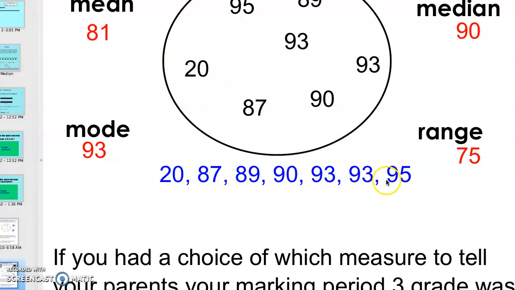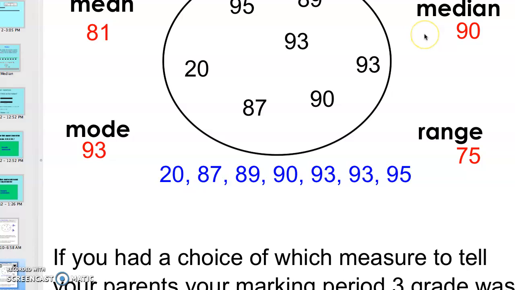They go from 87 to 95 other than that 20. So they're all in the really high B's, even high A's range. So the mean was brought down by that 20%. But this would be your score. This would be your grade on Schoology. It's an 81. Me personally, if I were to choose one for your grade, I would choose the median.